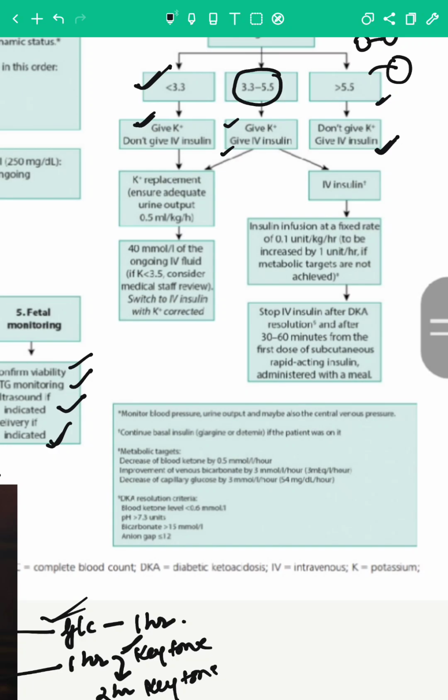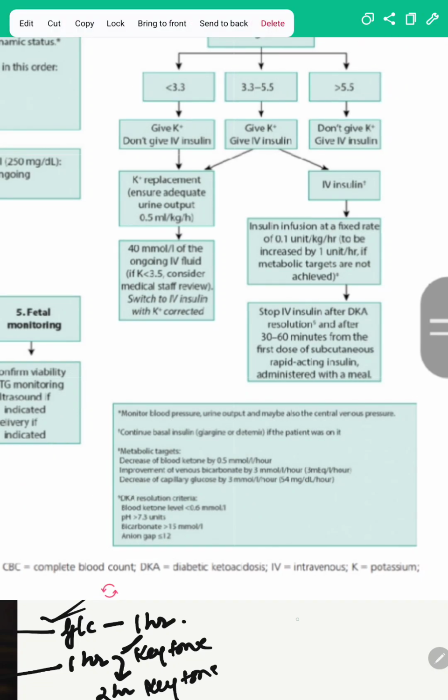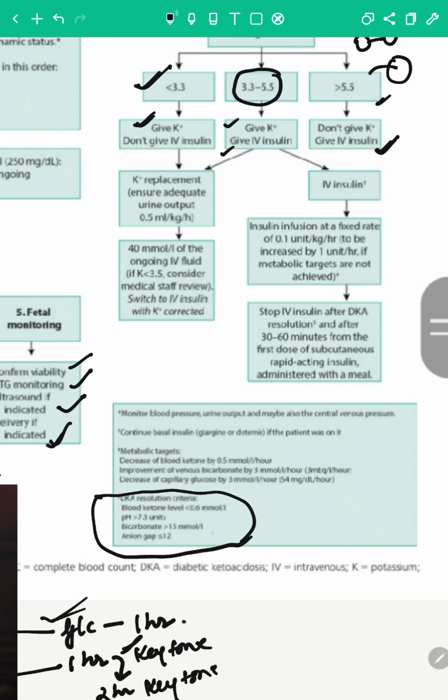Now, after we have known about the fluid management, the potassium management, and all of that, what we have to remember is the resolution criteria. This is just the opposite of the diagnostic criteria. There the anion gap was more than 12, here it is less than or equal to 12. There the bicarb was less than 15, here it is more than 15. pH was less than 7.3, now it is more than 7.3. Ketone level of less than 0.6 millimole per liter is the new thing.